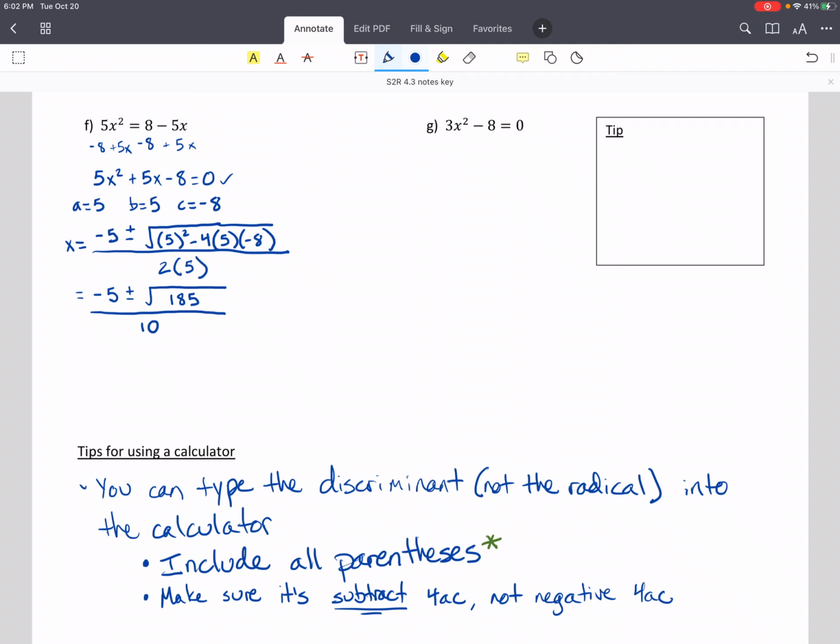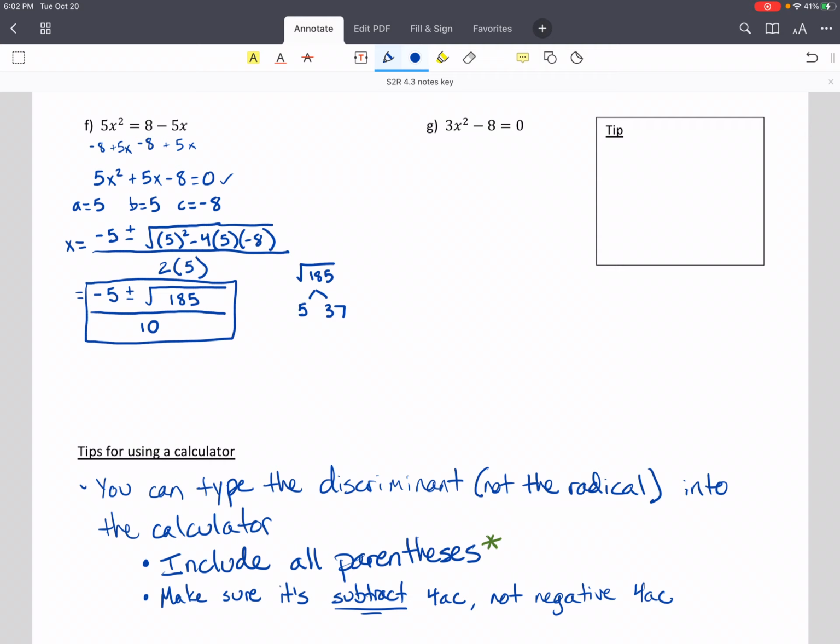Okay, we need to simplify this square root. So I need to look at the square root of 185 and see what reduces. Because it ends in 5, I know it's divisible by 5. 5 and 37. Well, it turns out neither of those break down. So guess what? We're done. The reason I'm done here is because square root of 185 does not simplify any further.